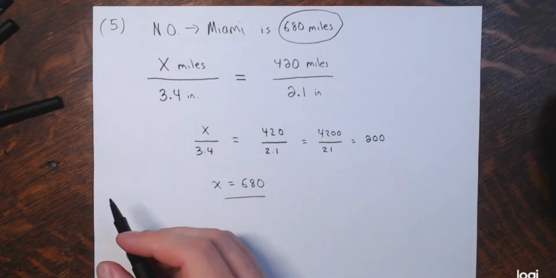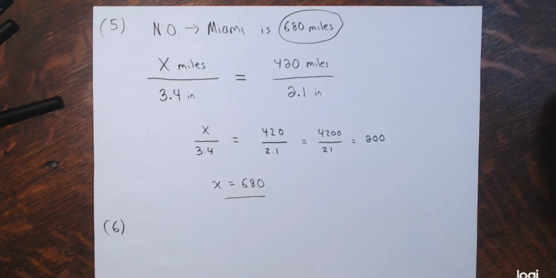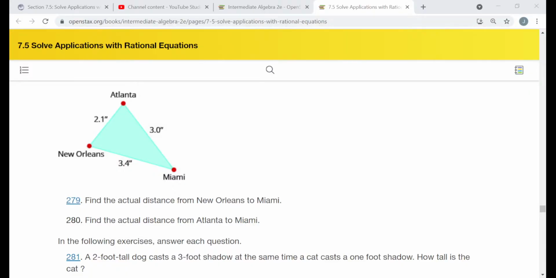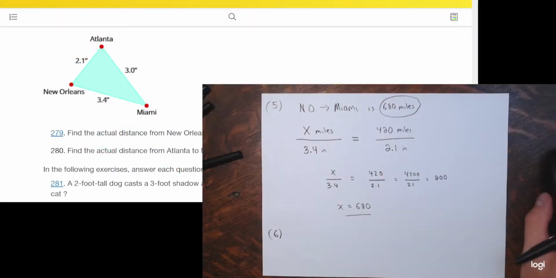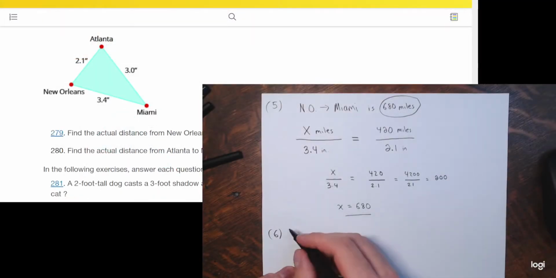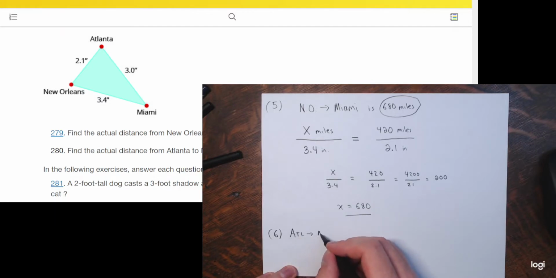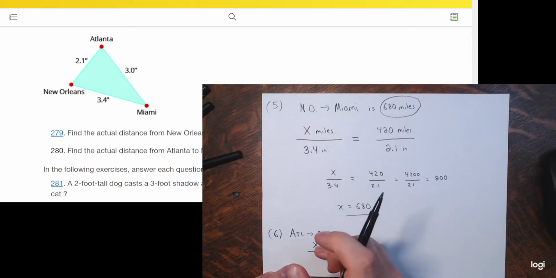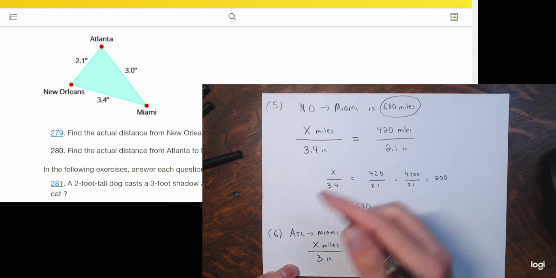Then example 6, the next exercise, exercise 280, same picture. Let me show you again. Same picture. I'll keep it up here. Now we want the actual distance from Atlanta to Miami, right? ATL to Miami. So once again, I don't know this, so I'll call it X miles or Y miles or Z miles, whatever you want. Let's call it X again. And the ratio of that to the distance from Atlanta to Miami on the map, which is 3 inches.